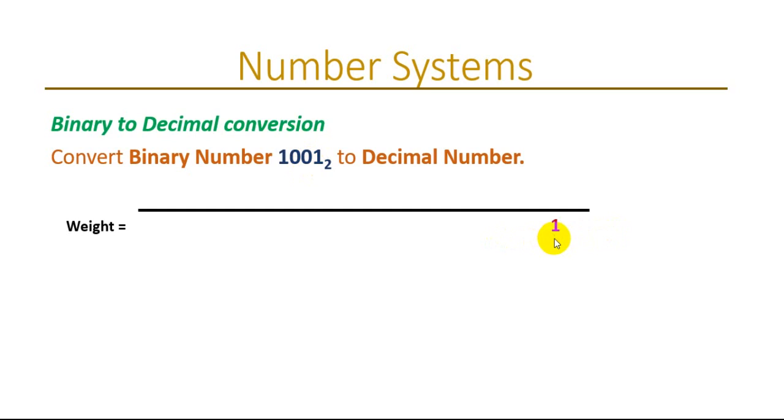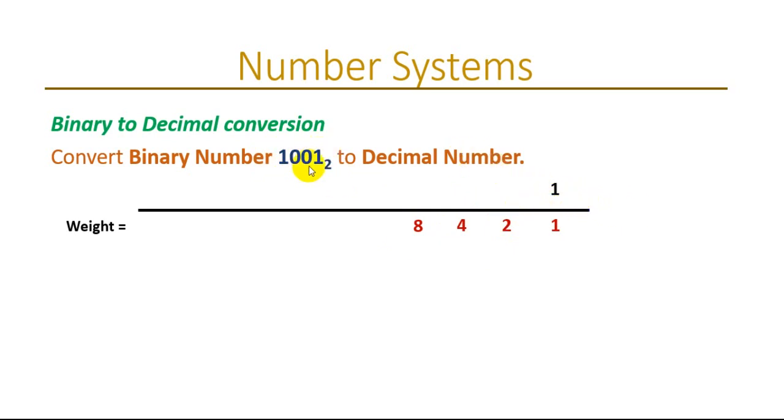So 1, 2, 4, 8. 4 weights are enough, because our number has only 4 digits. Then we put those numbers here. This last digit you put against 1.